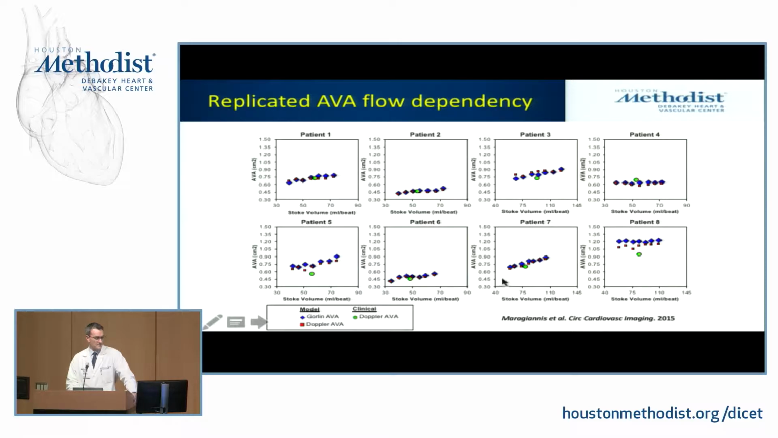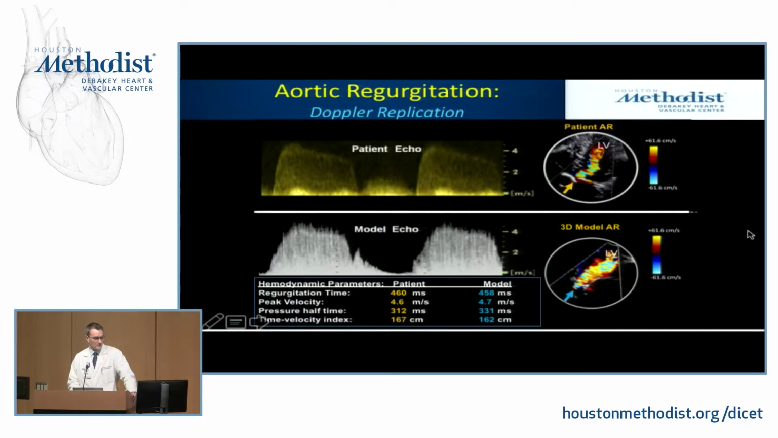Whereas this patient, number 7, there's a linear increase. The valve area actually gets bigger as you put more flow through. So that sort of gets back to the shape of the orifice probably matters, not just the actual area of the orifice. And that's sort of some new data from 3D printing of multiple patients.